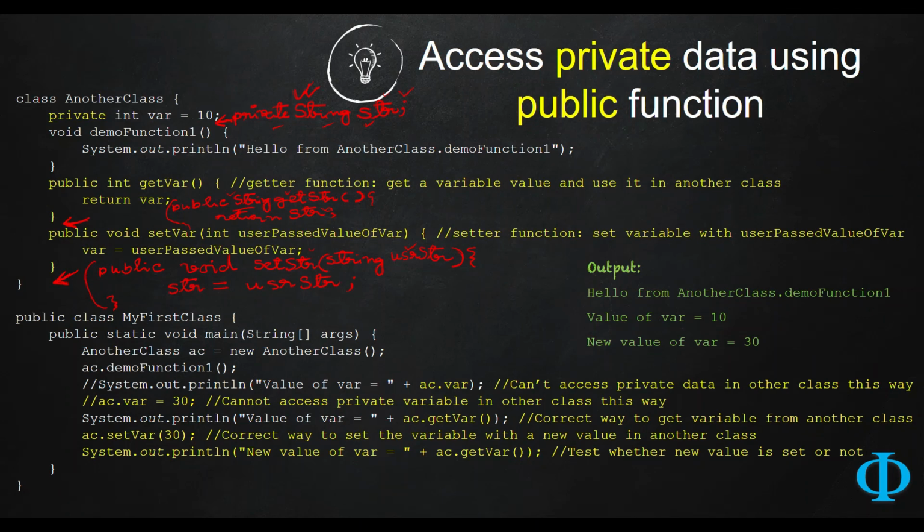So this way basically you can create any number of private variables inside a class, and write a separate getter method and a setter method for each of those variables.